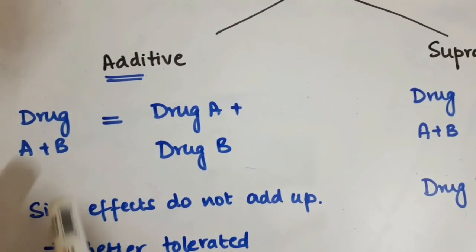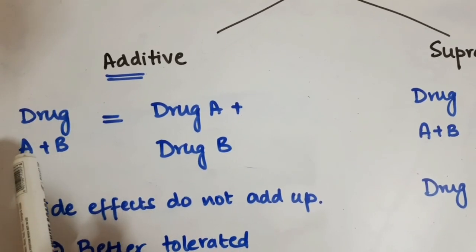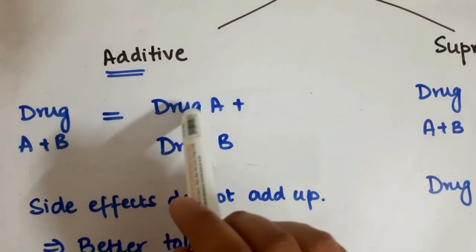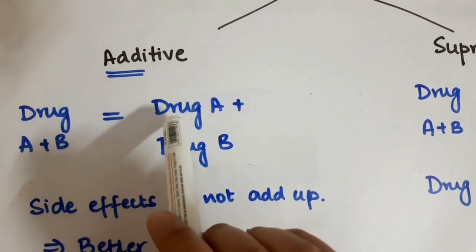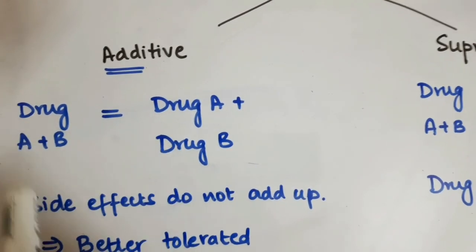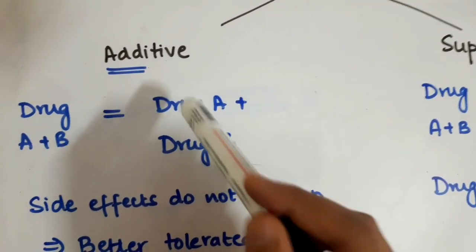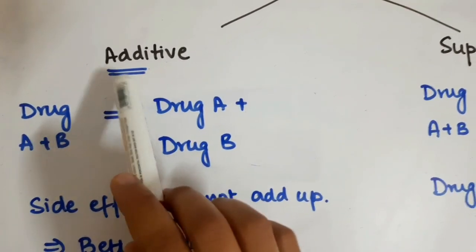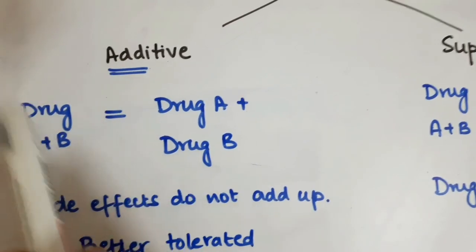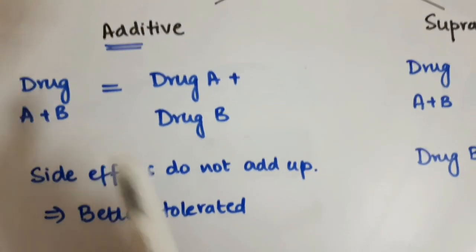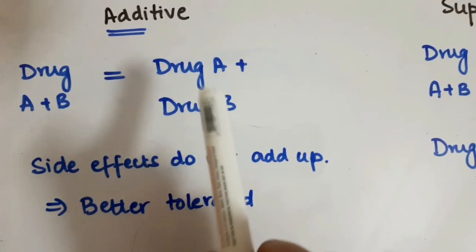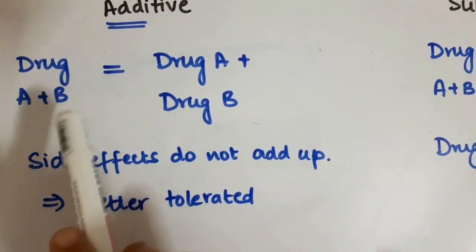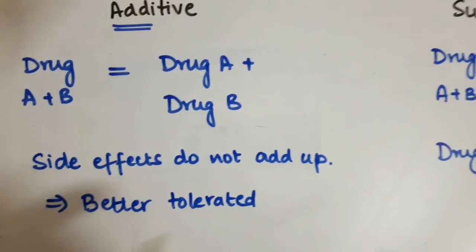In additive, if two drugs, let's say A and B, are given together, their effect will simply add up. So the total will be equal to the effect of drug A plus the effect of drug B. Both of them will simply add up and give a combined effect, and that is called additive. That is why the word add is there. They simply add up, but their side effects do not add up. Even though their effects add up, their side effects do not. So in the long run, giving this combination is better tolerated by the patient.